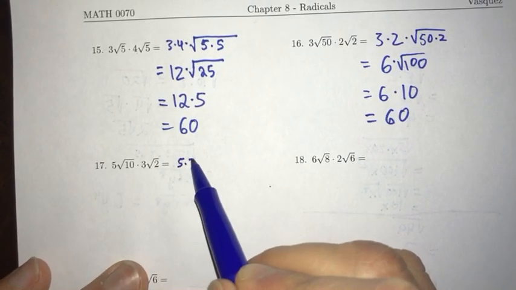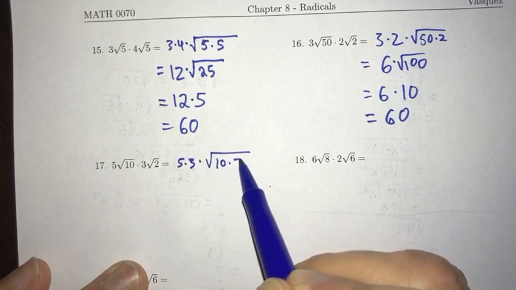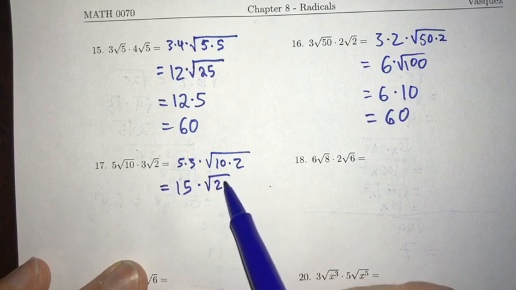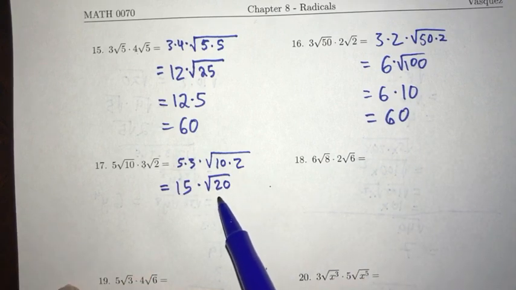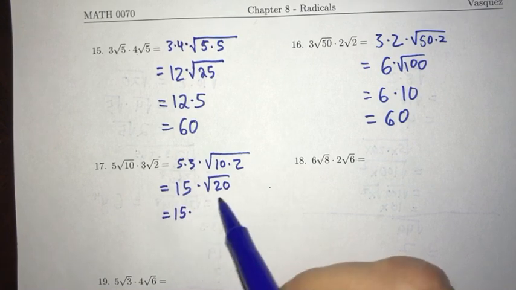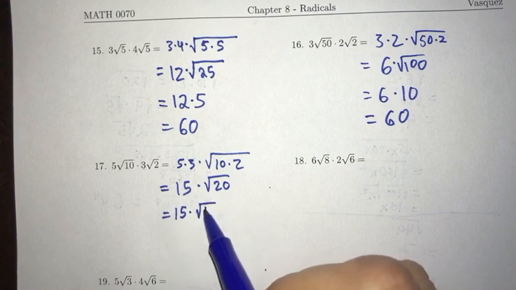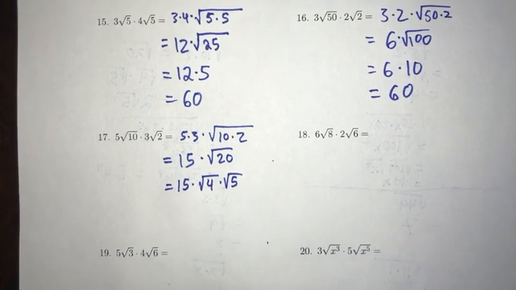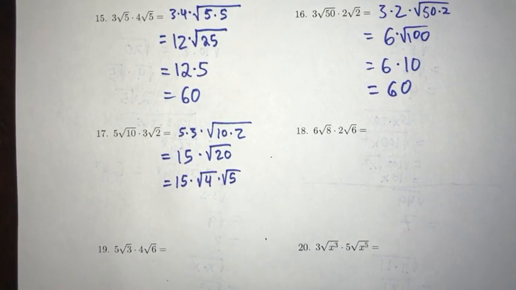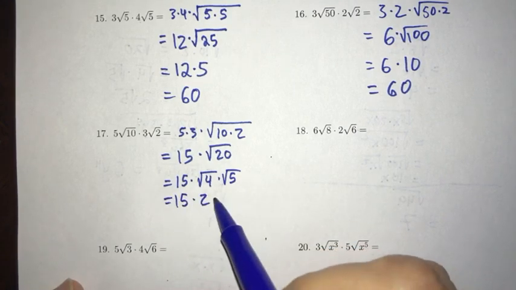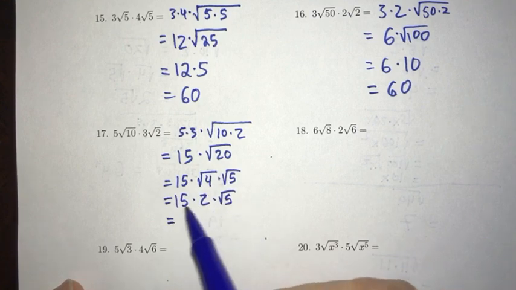Again, I could do 5 times 3, and then 10 times 2. 5 times 3 is 15. And this becomes square root of 20. I don't know what the square root of 20 is exactly, but I do know that I can break it into 2 separate roots. I can break it into 4 and 5. I like to pick 4 and 5 because I know the square root of 4. So again, I'm always looking for 2 numbers I can split it into, one of which I know the square root of. And what is the square root of 4? Well, it's 2. 15 times 2, these numbers on the outside, I can multiply numbers on the outside of a root.